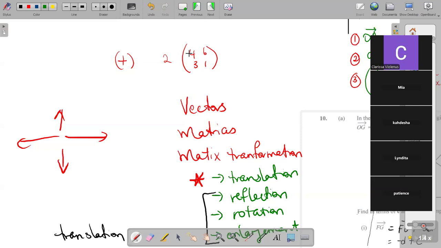What is the order of this matrix? Remember, when somebody asks you for order, it means how are the elements arranged? How many rows by how many columns, everybody? So this would be a 2 by 2, because it has 2 rows and 2 columns. Everybody with me? So if I were to multiply this by 2, I need to multiply each term by 2. So this would be 2 times 4, 2 times 6, 2 times 3, 2 times 1, and you work out each answer.